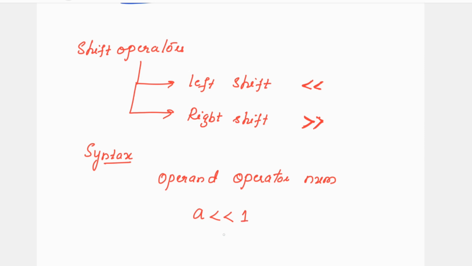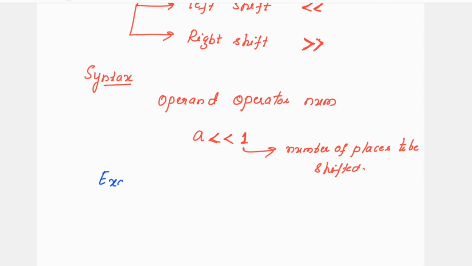So these operators, left shift or right shift, shift bits either to the left or to the right. Now what does the number in this syntax indicate? This one indicates the number of places or positions to be shifted. Let me give an example here.